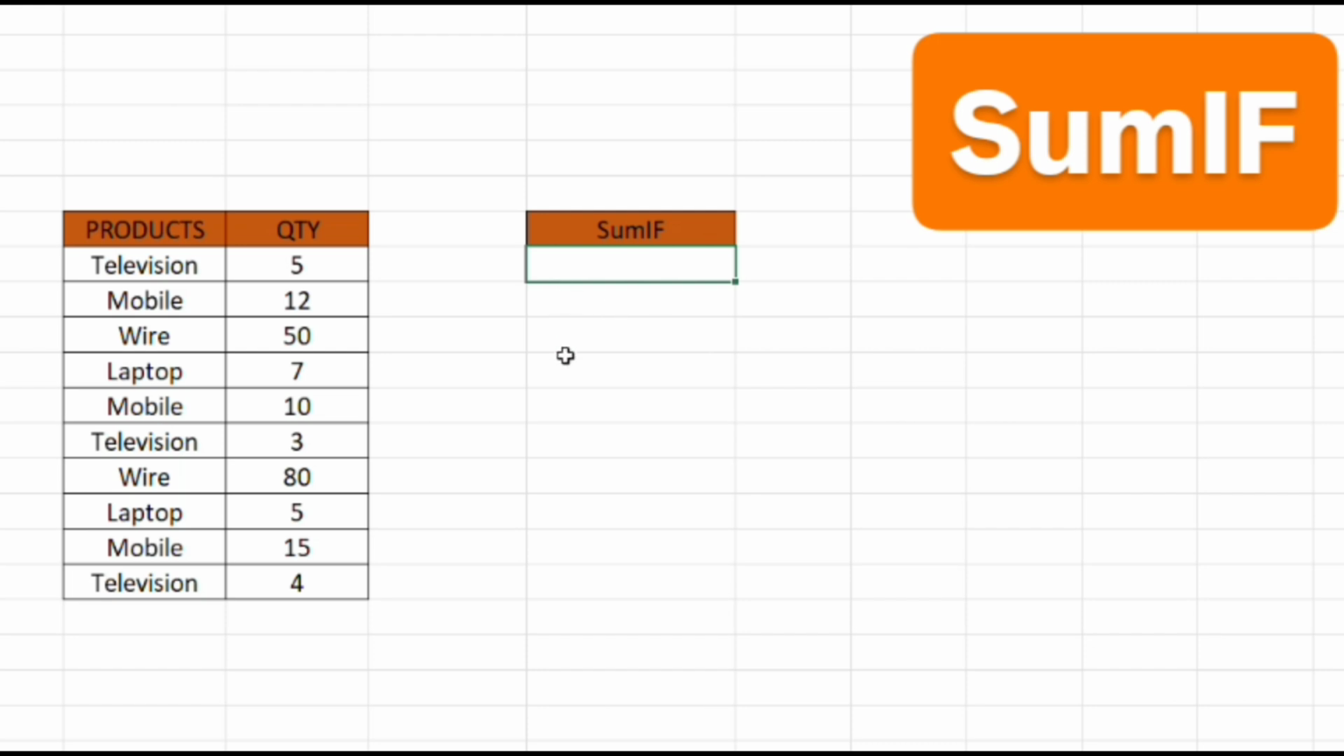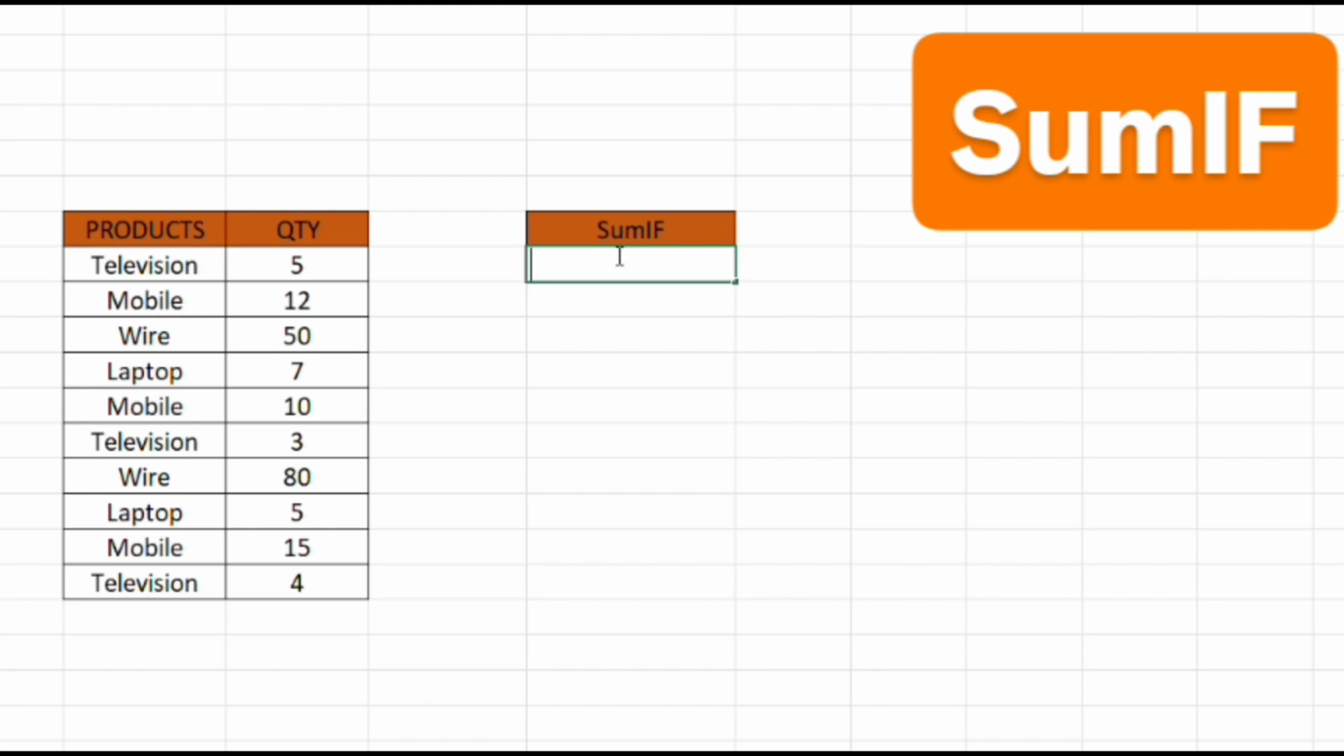Our bonus formula is SUMIF. And this is one of the most useful formulas in Excel as it helps you add values based on a condition. In front of your screen, we have data which contains products and their quantities. Now I want to know the total quantity of one specific product. Let's learn how to find it out.